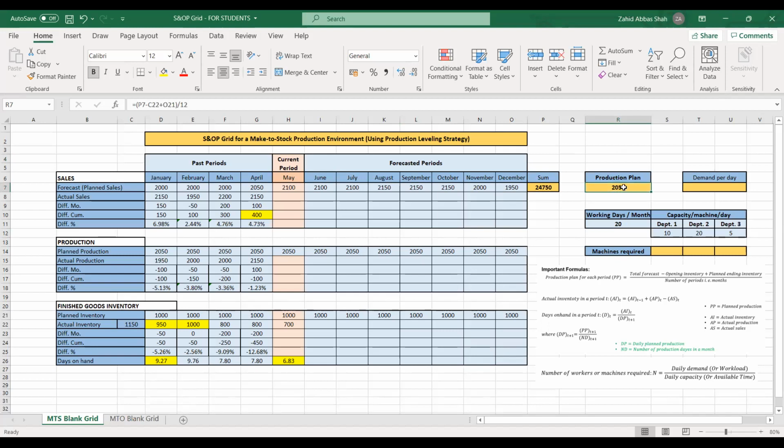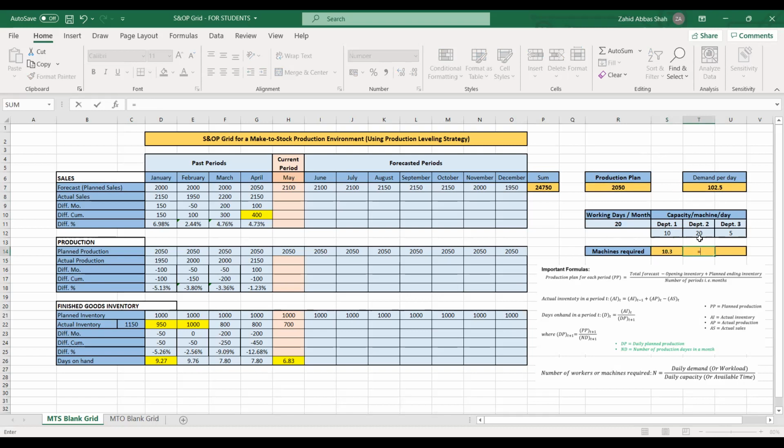So here the monthly planned production is 2050. 2050 divided by number of days gives us the daily demand. Now the number of resources equals daily demand divided by daily capacity. So this daily demand divided by the daily capacity in department 1, or daily capacity for machine number 1, gives us number of machines equal to 10.3, or we require 11 machines.